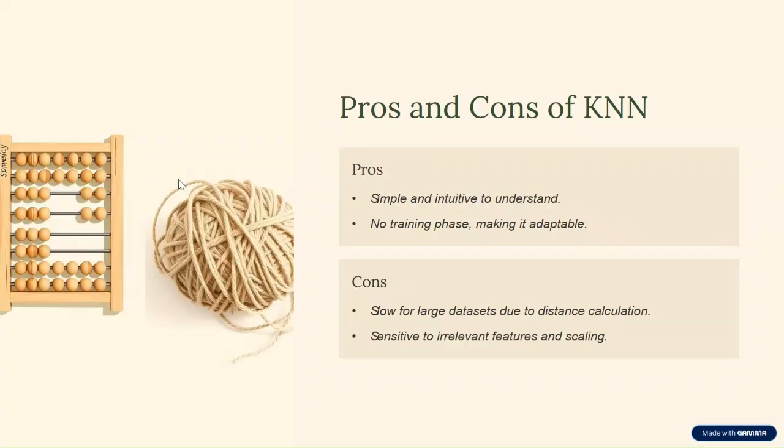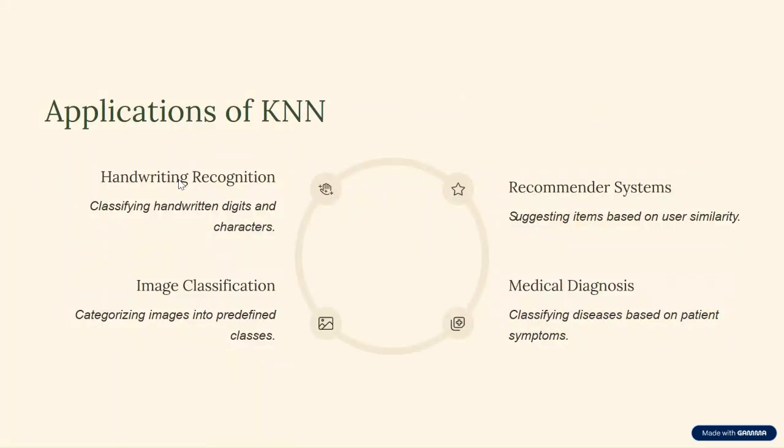Pros and cons of KNN. First is simple and intuitive to understand. No training phase, making it very adaptable. Cons are as follows. For large datasets, it requires very much computation. It is very time consuming to calculate the distance between each point, so it is not very suitable for large datasets. It is very sensitive to irrelevant features and scaling.